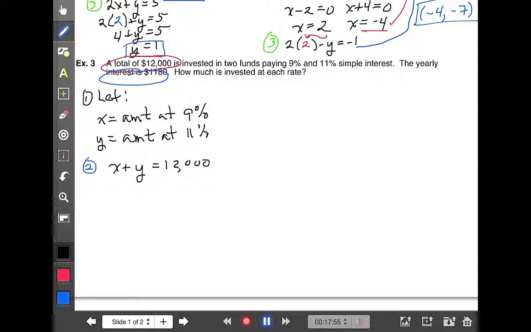Right? And then how am I going to show that the total interest is $1180? Well, let's just talk about the interest at 9%. Let's just say that I knew I had $100 at 9%. How would I calculate the interest? $100 at 9%. How do you calculate the interest, though? How? 9 divided by. But you're not telling me how. I don't know what of means.